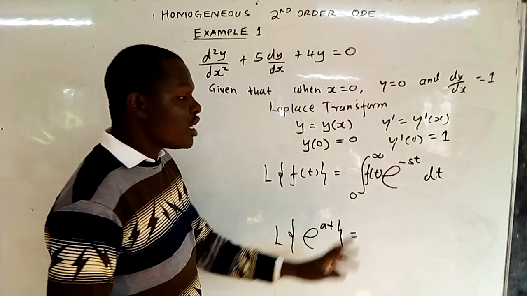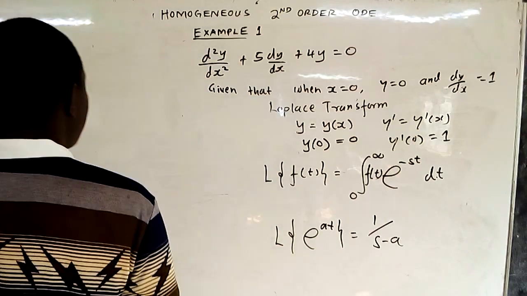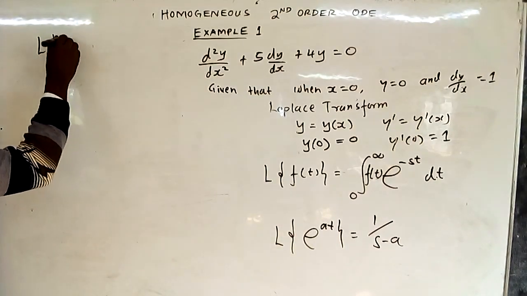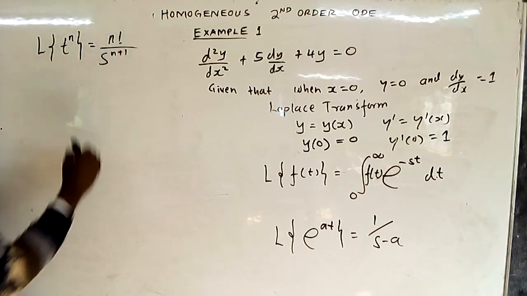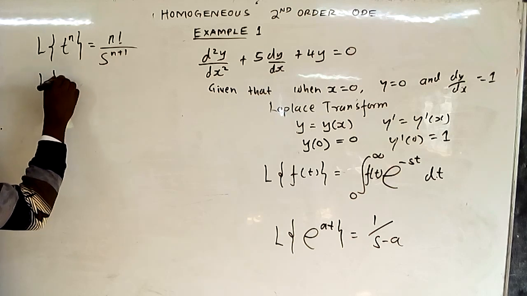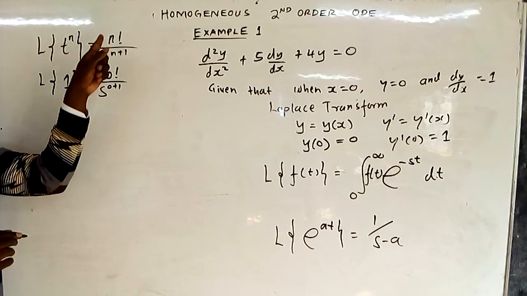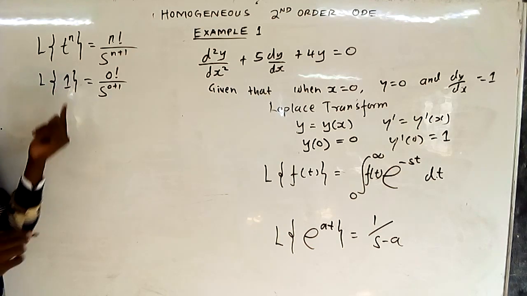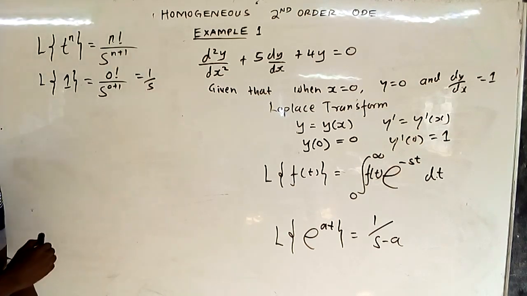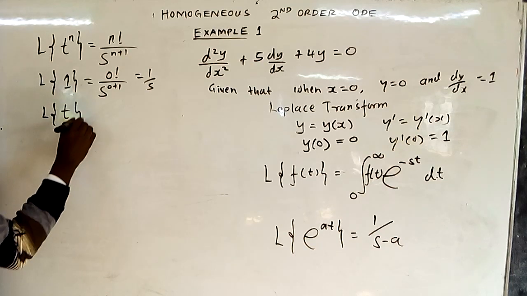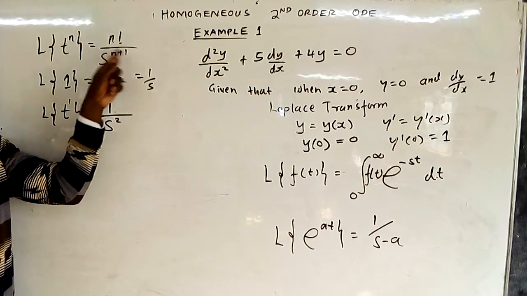So from there, if you want the Laplace transform of exponential at, if you substitute it in this equation, you get 1 over s minus a. If you want the Laplace transform of t raised to power n, then it will be n factorial over s to the n plus 1. That implies that when you have the Laplace transform of a constant 1, it will be 0 factorial over s to the 0 plus 1, because your n is 0. Laplace transform of 1 means t raised to power 0, meaning our n is 0. So you end up with 0 factorial, which is 1, over s. So when you are looking for the Laplace transform of t, it is raised to power 1, meaning it is going to be 1 factorial over s squared.